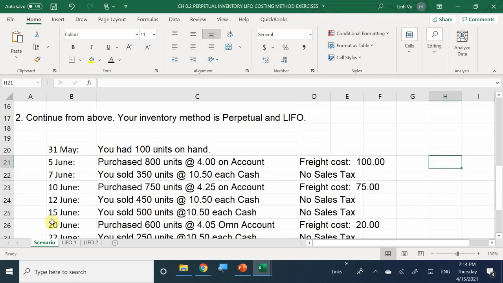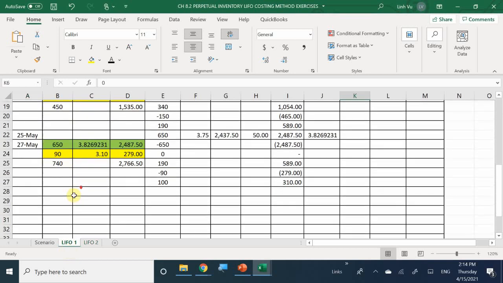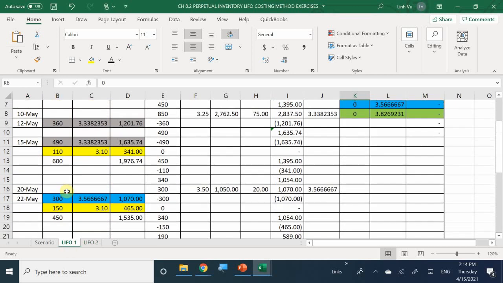All right, so let's go ahead and dive into the scenarios. What happened on June 5th? You bought 800 units at $4 each with a freight of 100. So go into my new inventory worksheet, because you could technically continue off of this one. You just have to extend your stuff a little more.